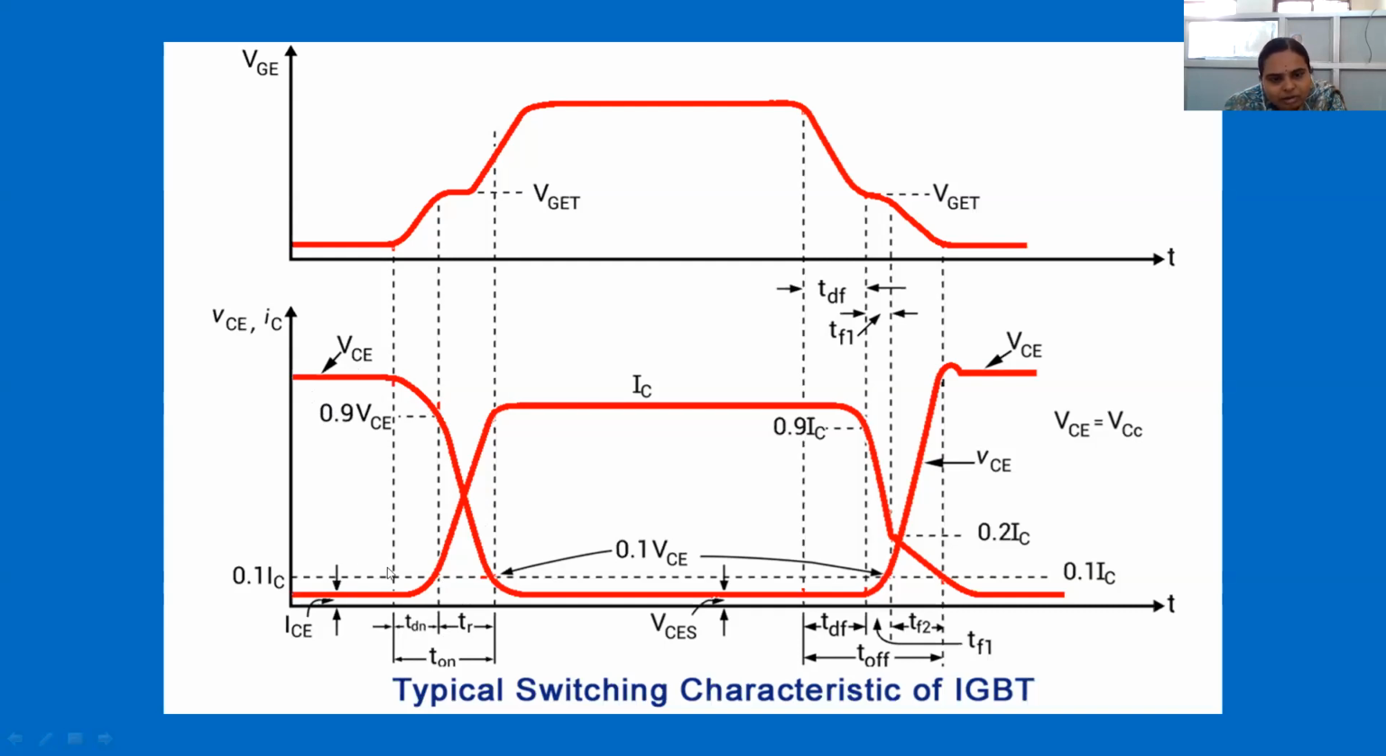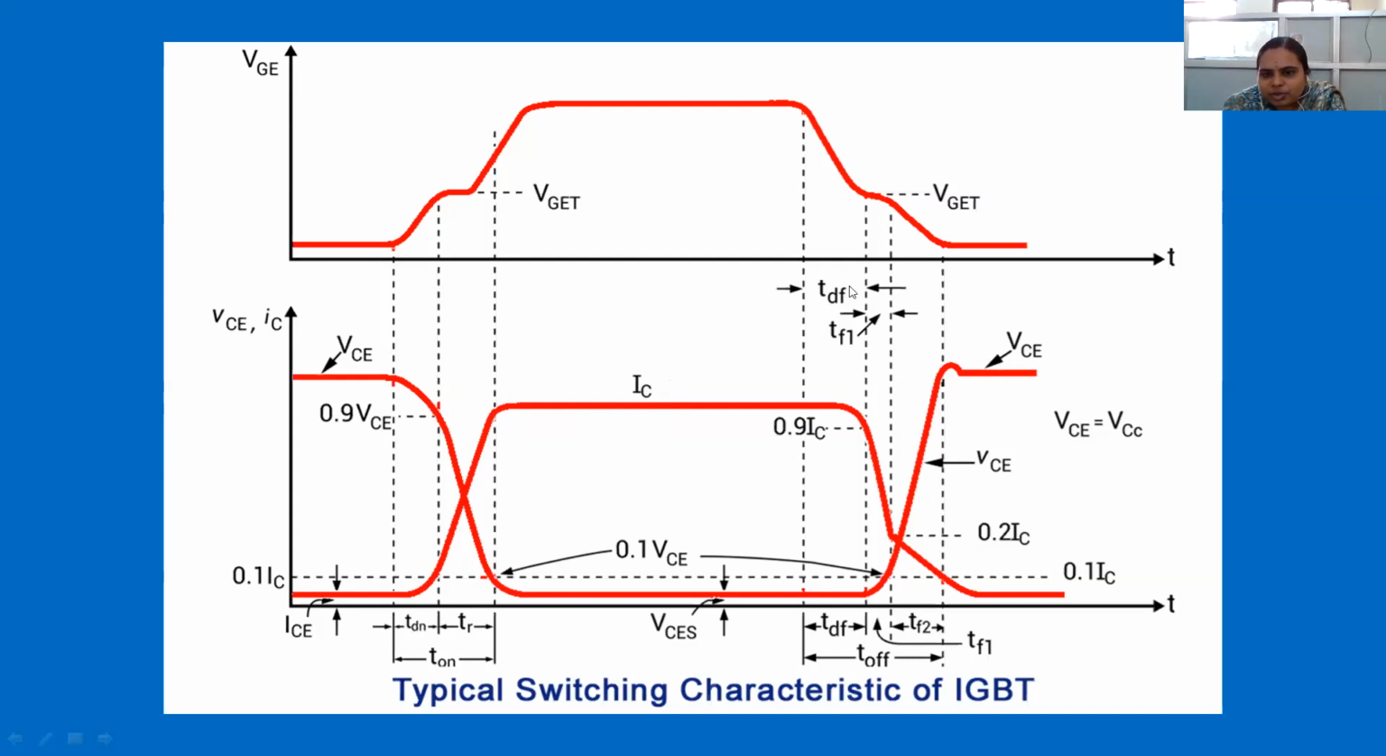After that, along with that, our collector-to-emitter current starts increasing from 0.1 IC, and it reaches IC. The time period from 0.1 to 1 times the value of IC, while it is rising, we call TR. The whole T on is based on the delay time and also the rise time.